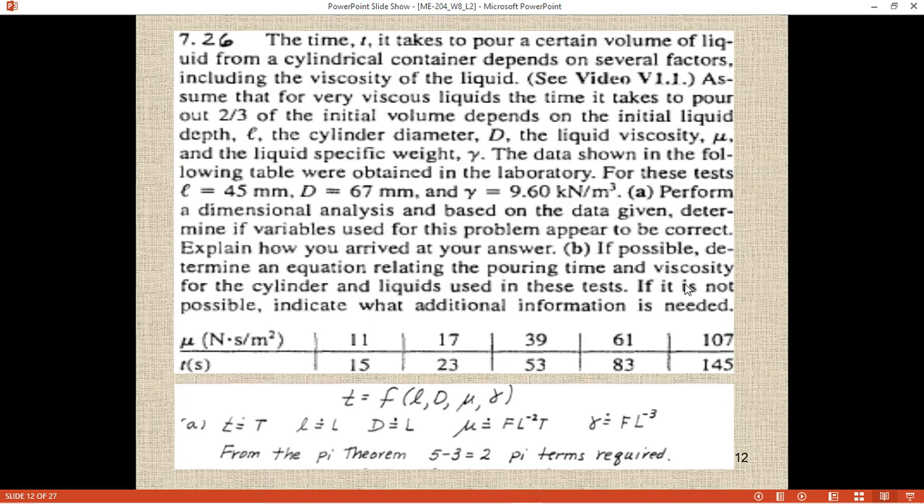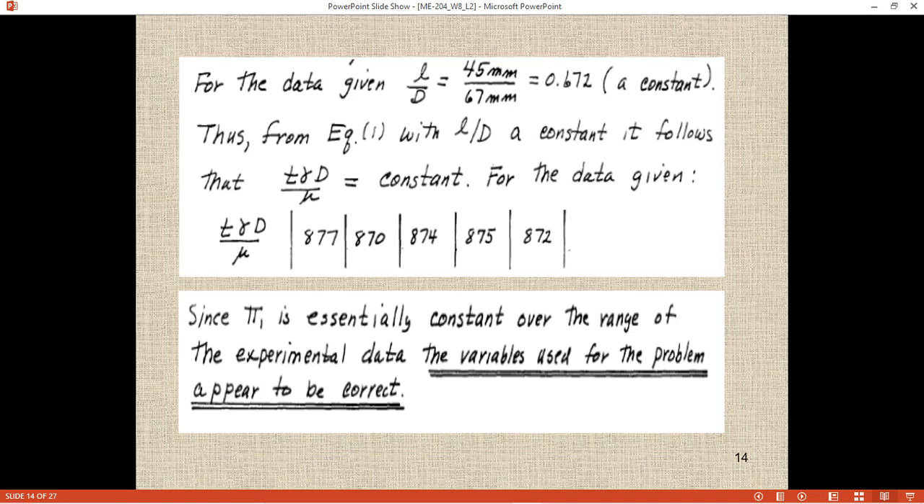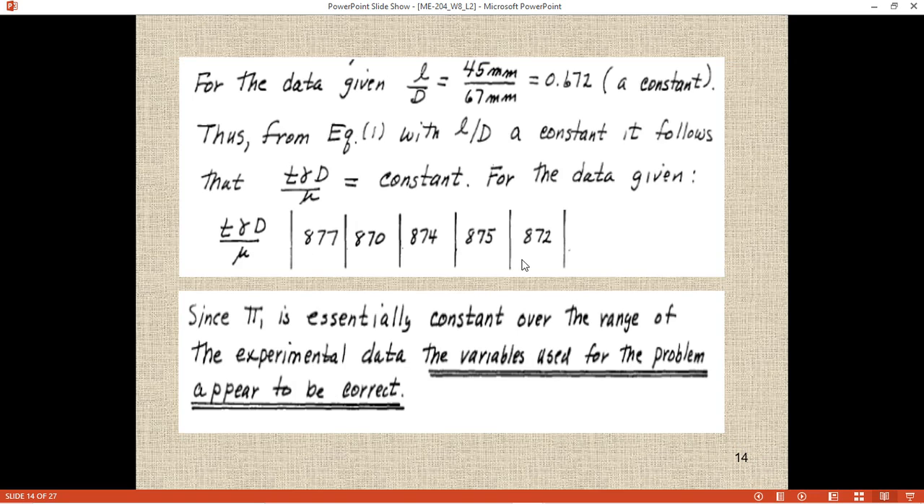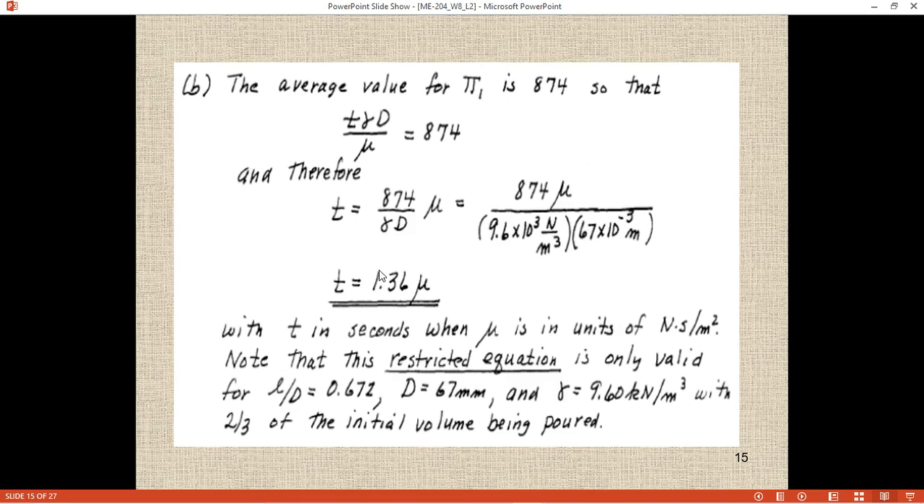In the second part we have to derive a relationship between the time and the other variables. The average value of pi 1 is 874, and here you can see the values are almost constant, so that means the values we have selected are true. To develop a relationship we took the average value, and this is the relationship we developed: T is equal to 1.36 mu for the given values, for a particular case, where T is in seconds and mu is in units of Newton second per meter square.